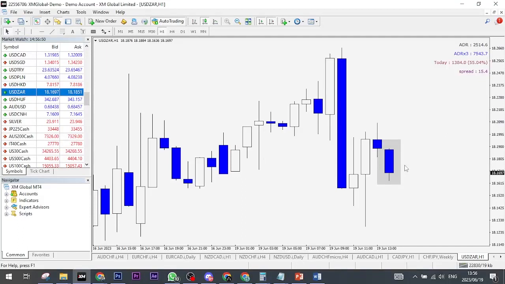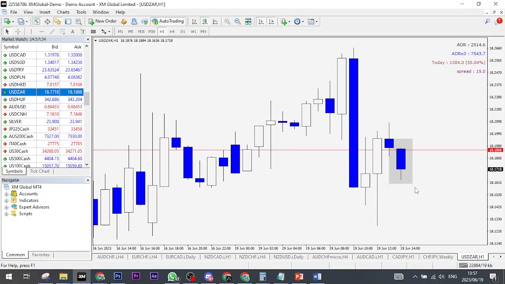It tells you the current price of USD ZAR. So if you take a look at the bottom left to the bottom right of this candlestick, that tells you the current price. Let me just enable something here.